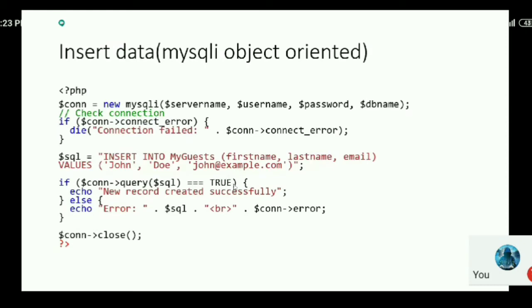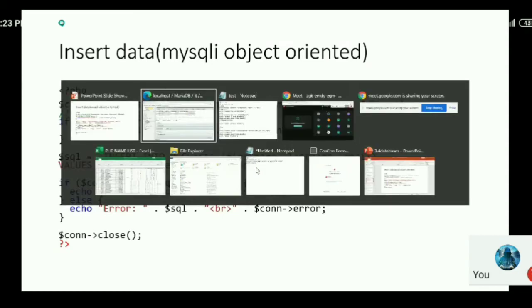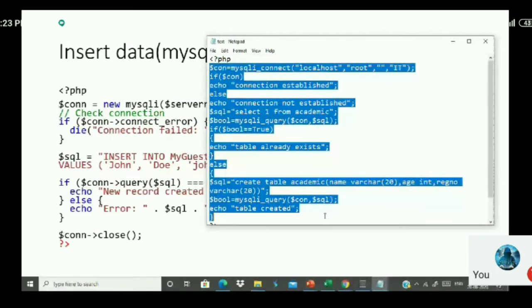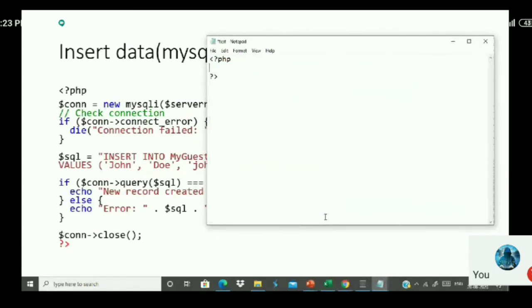Now listen carefully. Last time I explained the object oriented and procedural methods. Now I will explain object oriented. Just use connection here, with new of MySQLi. The first parameter is localhost, the second is root, the third is the user password, and the fourth is the database name, called IT.